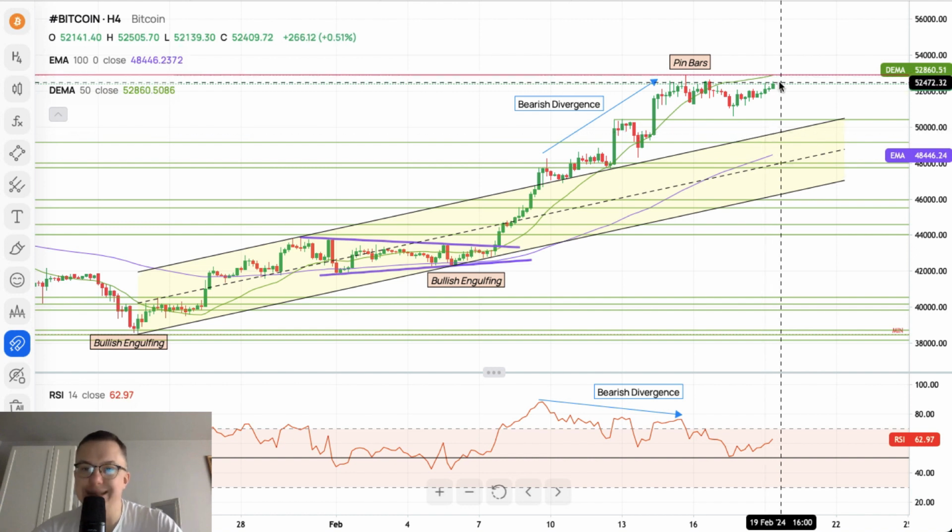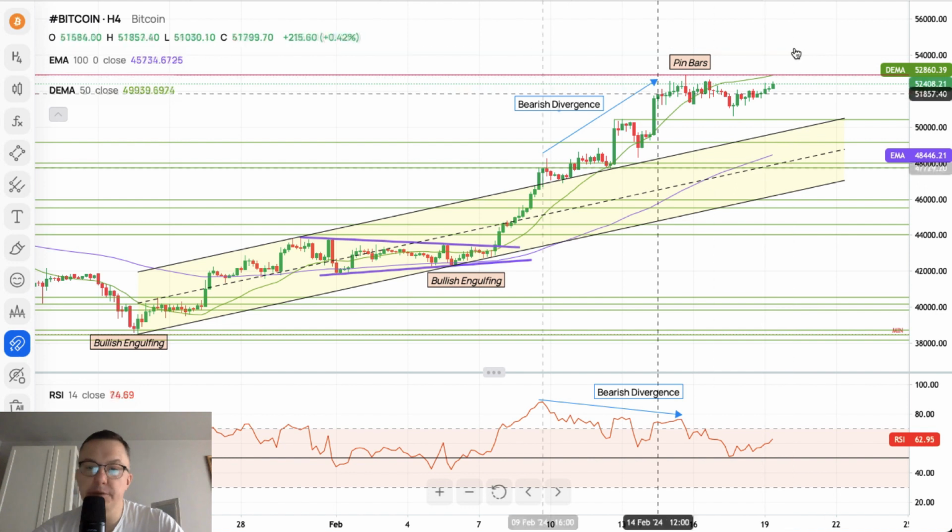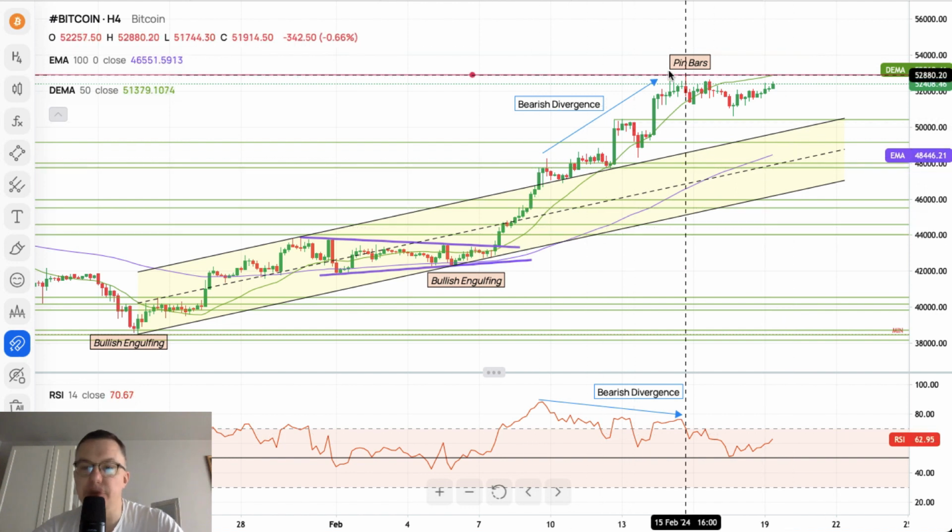The uptrend is still in place. The uptrend is intact, and the bulls are in charge of Bitcoin. The bearish divergence was resolved. We should see new highs this week, maybe even today, maybe tomorrow. Nevertheless, this week on Bitcoin.